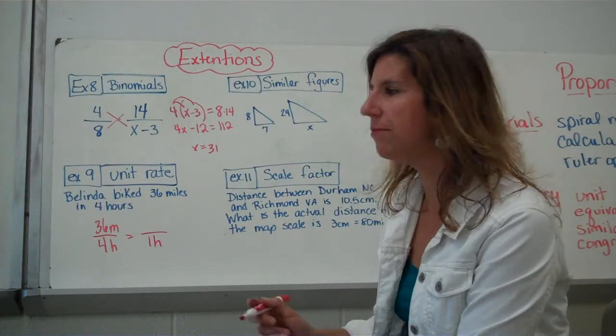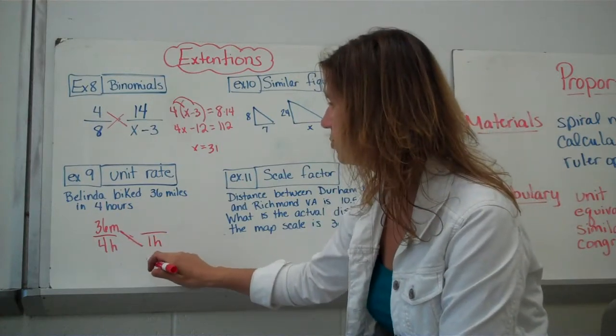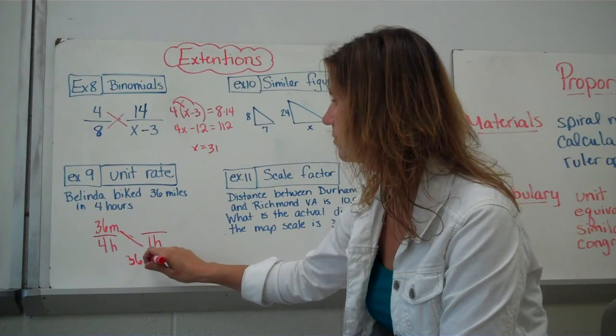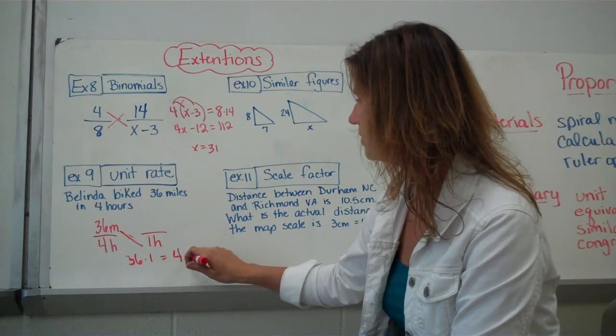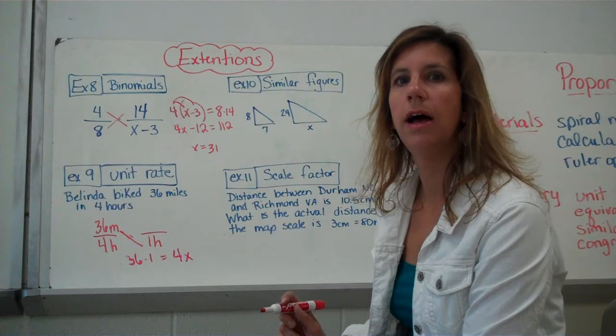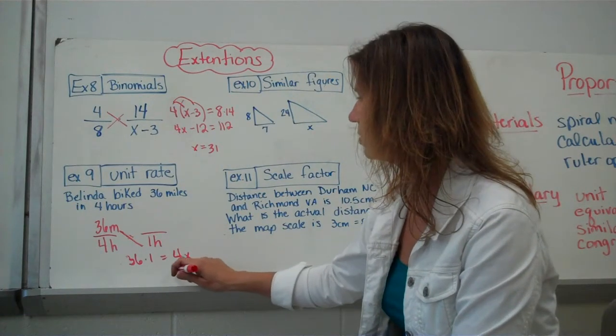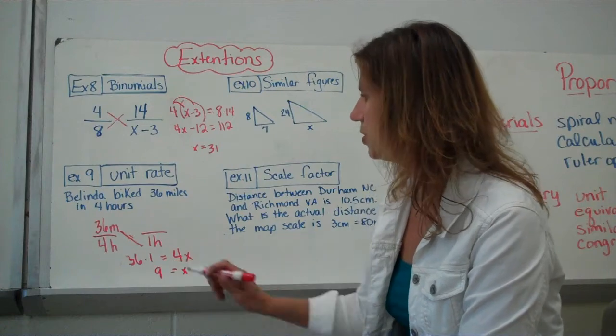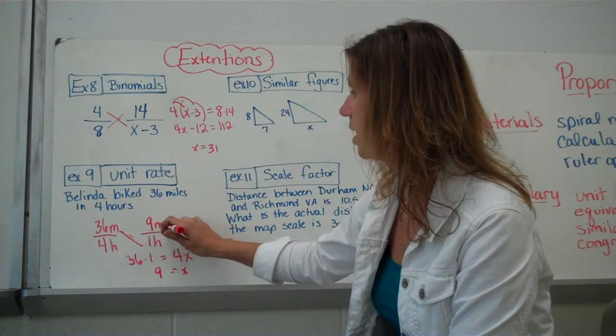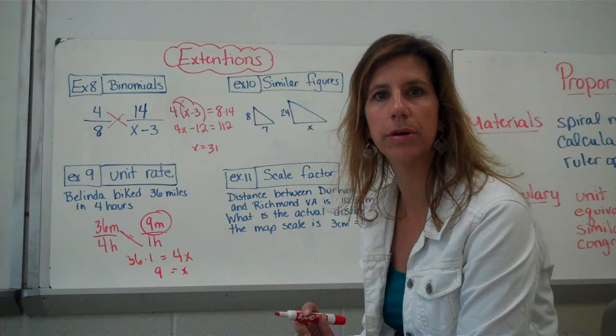You solve just like we've been doing. 36 times 1 and 4 times x. Opposite of timesing by 4 is dividing by 4, and x equals 9. So you would go 9 miles in 1 hour.